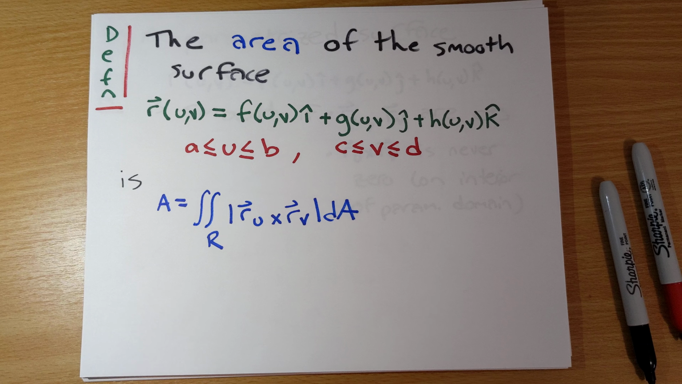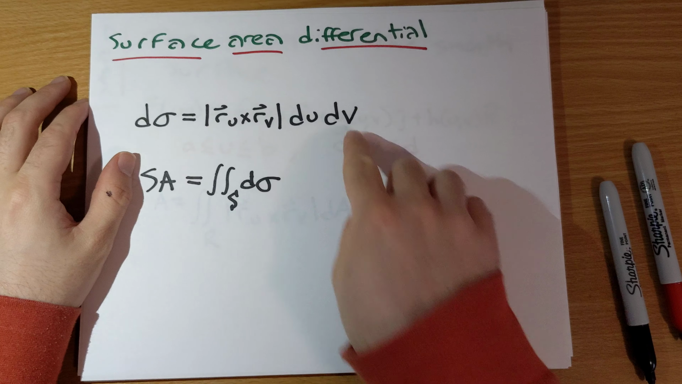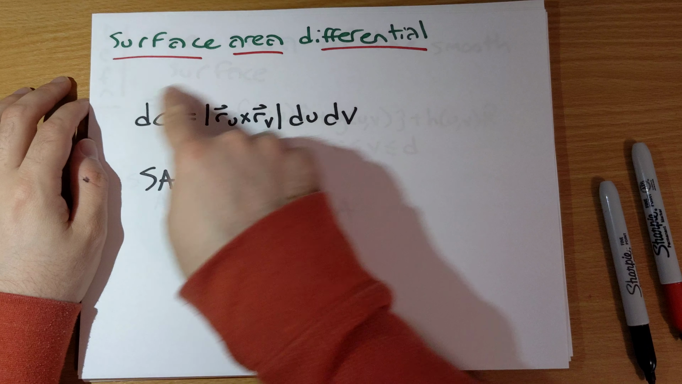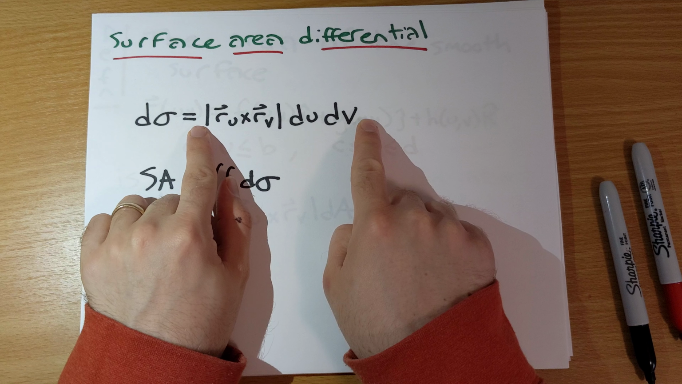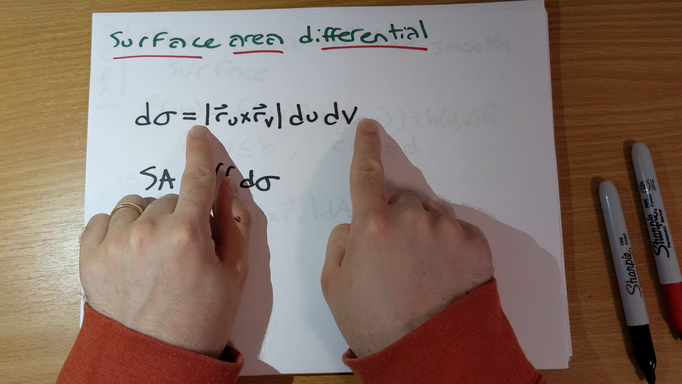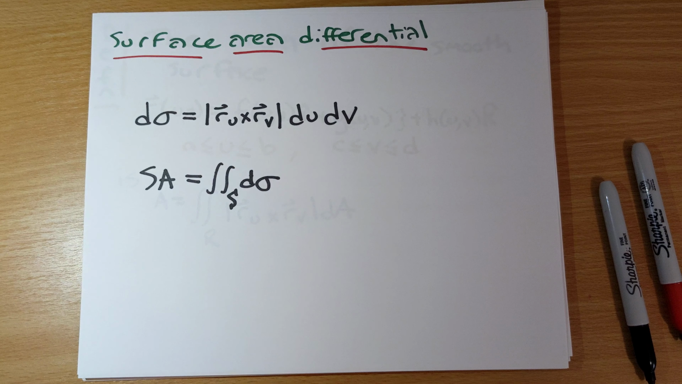So this is the only thing we need for this section. For future sections, we will often just be thinking about this surface area differential as its own quantity. So file this away for future reference.